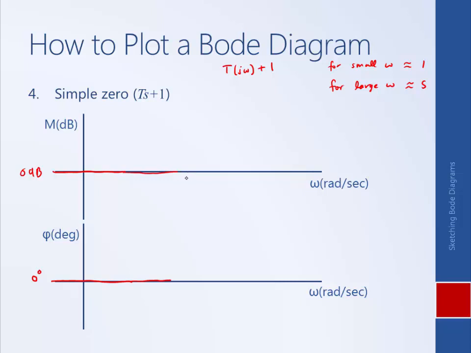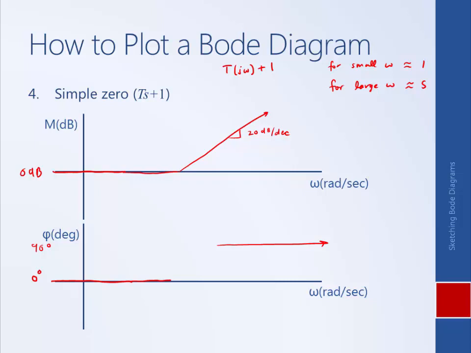And so if you recall what a differentiator does, it goes up at a straight line at 20 dBs per decade. And the phase of a differentiator is positive 90 degrees. So there's a little bit of intuition.